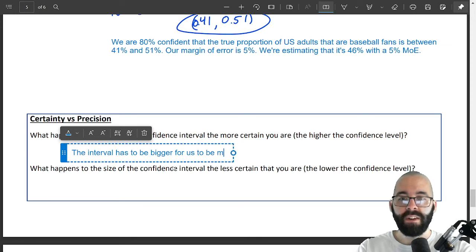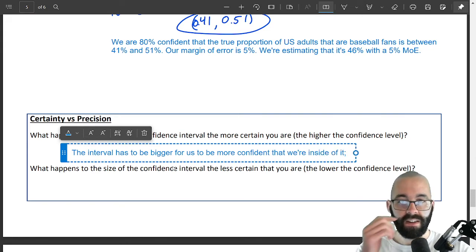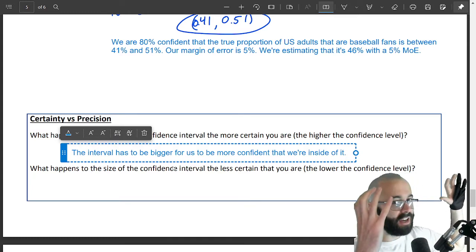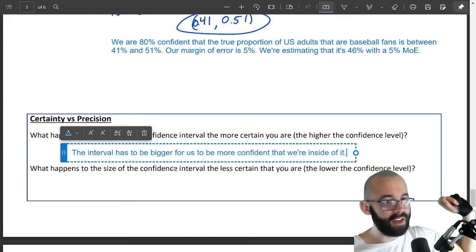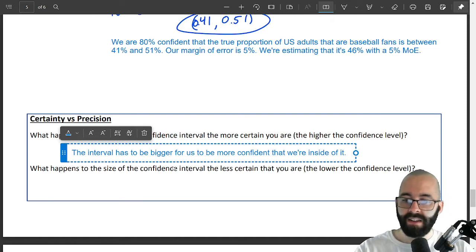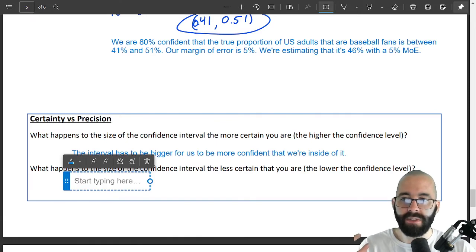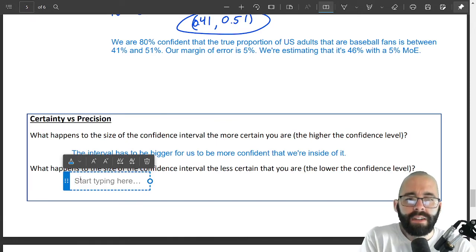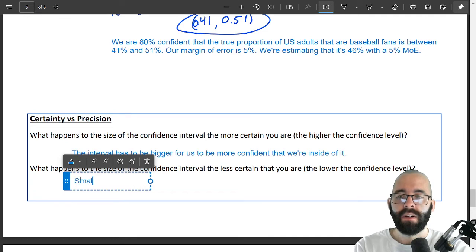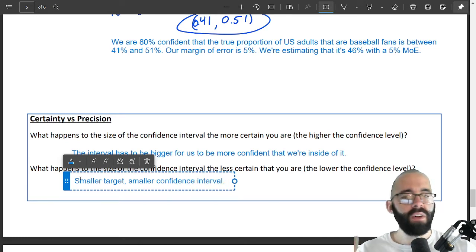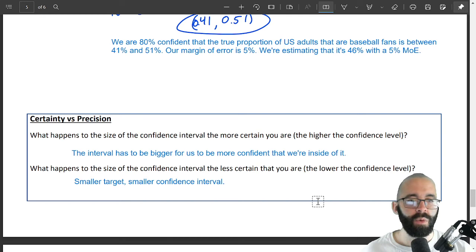So the interval has to be bigger for us to be more confident that we're inside of it. Right? Think of the darts. Has to have a big interval, has to have a big circle if we're supposed to be confident that we can hit it. And then similarly, right? If we're less certain that it's in the interval, we can afford to make the target smaller. Right? Smaller target, smaller confidence interval. If we don't have to be as sure, we can have a smaller target.